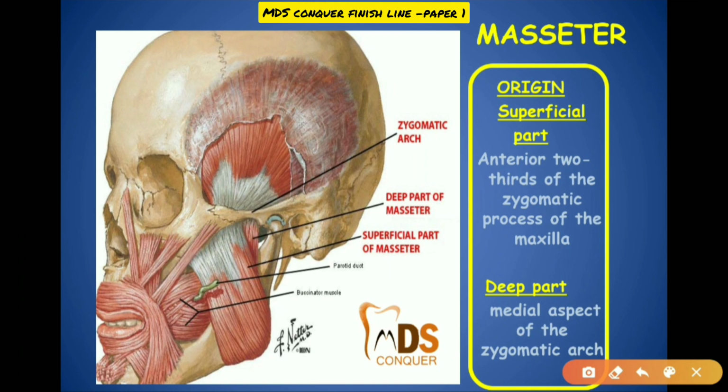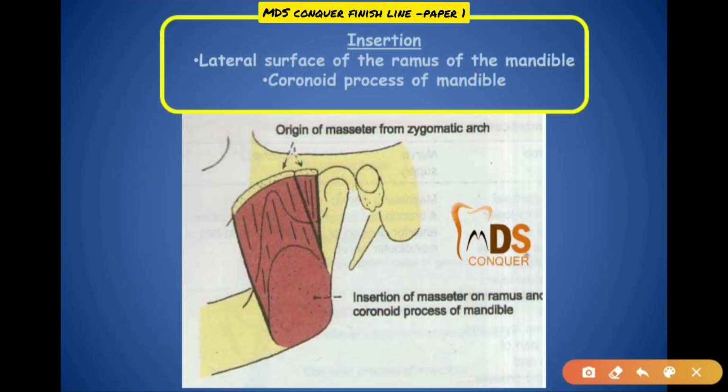Then coming to the masseter muscle, it has two parts, the superficial part and the deep part. You can see that the superficial part originates from the anterior two-thirds of the zygomatic process of the maxilla. So you can see here, this superficial part arises from the zygomatic arch, whereas the deep part arises from the medial aspect of the zygomatic arch. Then the insertion will be on the lateral surface of the ramus of the mandible. So here this is the insertion on the ramus and coronoid process of the mandible.